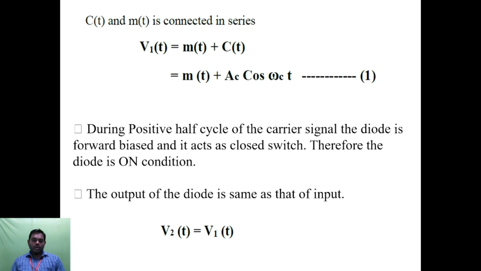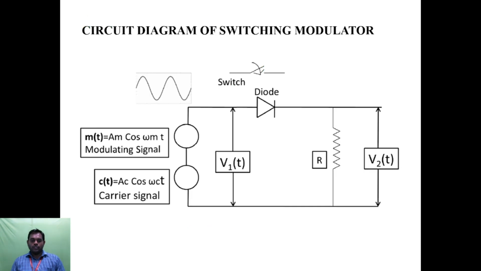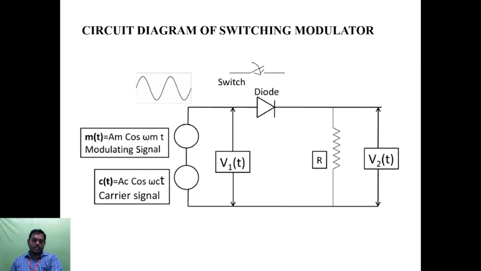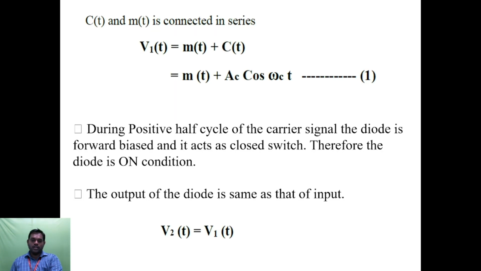c of t and m of t are connected in series, which means we are combining a low frequency signal along with a high frequency signal. So the total voltage V1 of t is equal to m of t plus c of t. Here c of t is equal to Ac cos omega c t. Substituting this value, the total voltage V1 of t is equal to m of t plus Ac cos omega c t.